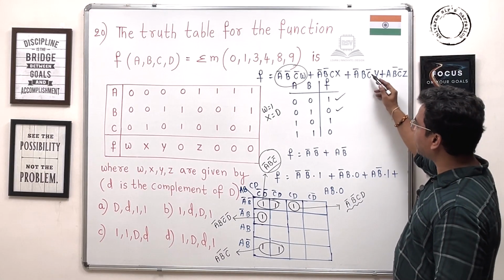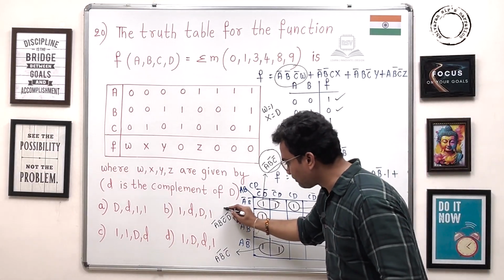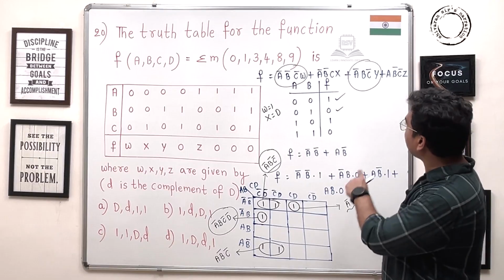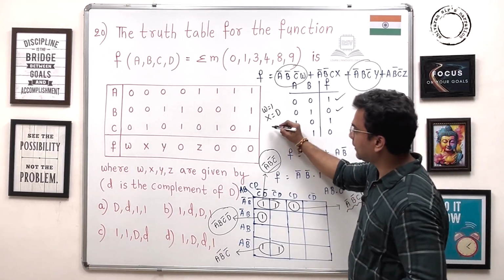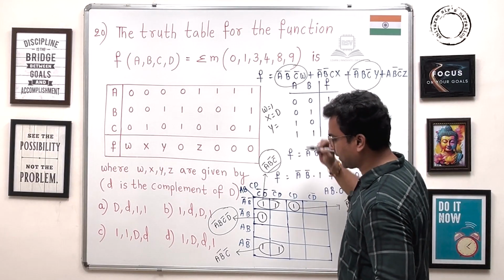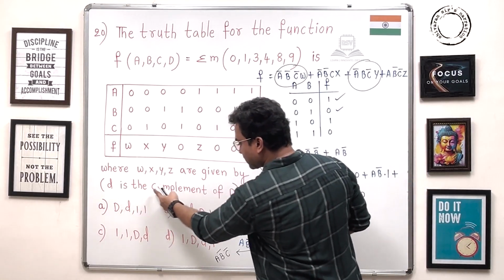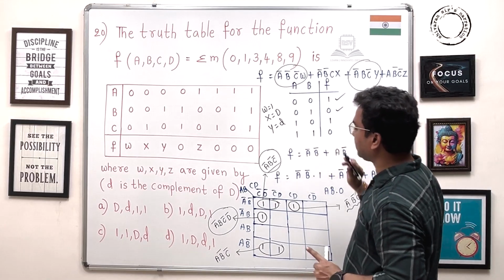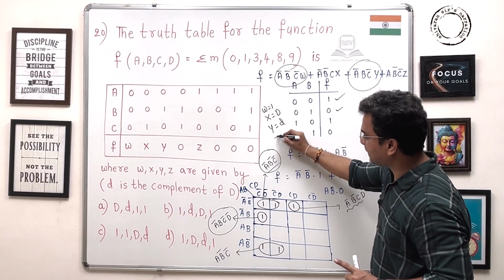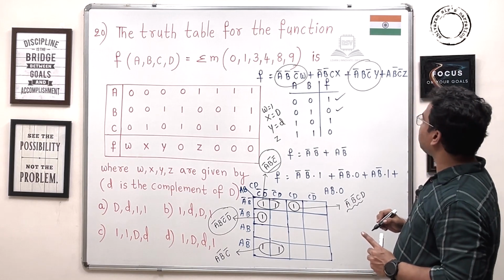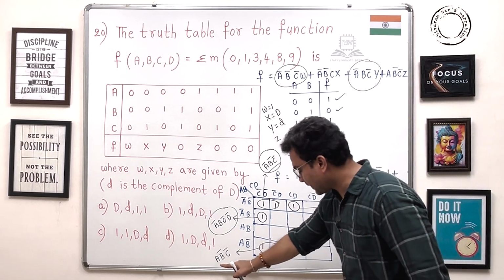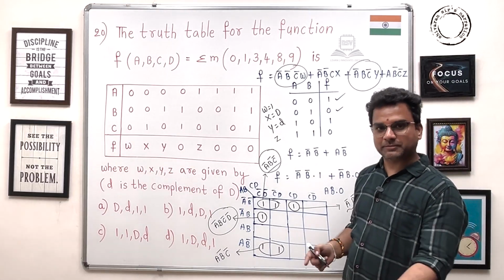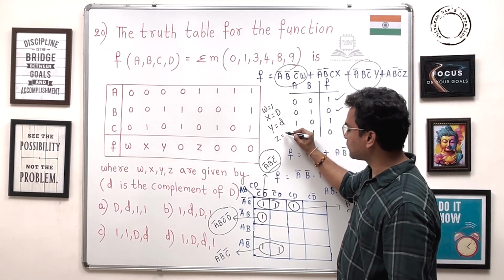Similarly, A bar, B, C bar. This and this. Now guys, what is Y? D bar. Y is equal to D bar. They said small d is the complement of capital D. Hence it is small d. And finally Z. What is Z? A, B bar, C bar. Then Z must be 1 only. Z is equal to 1.